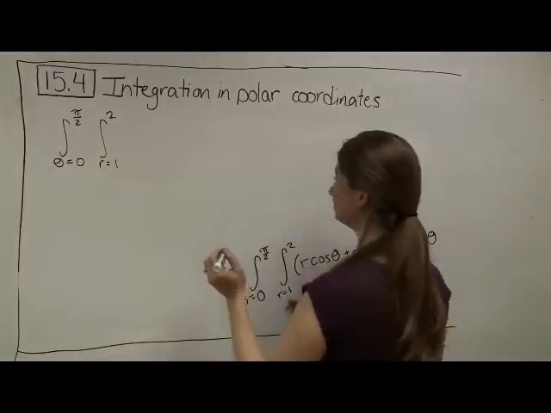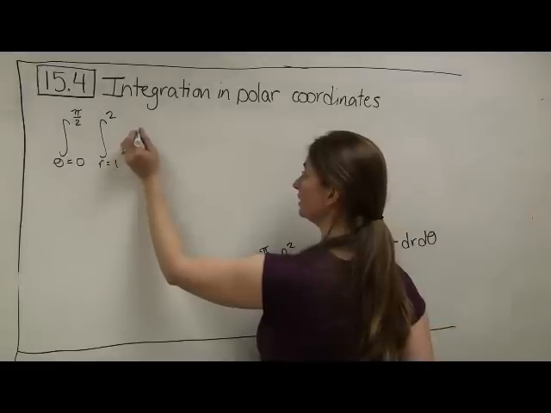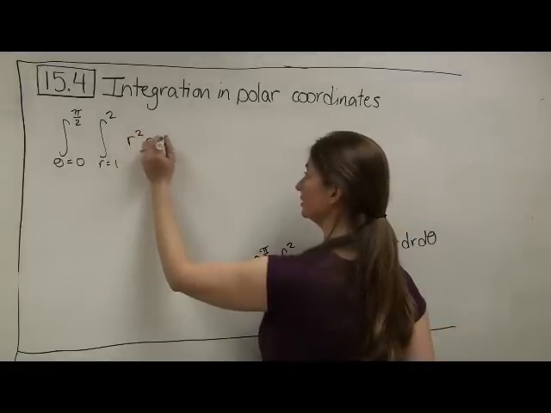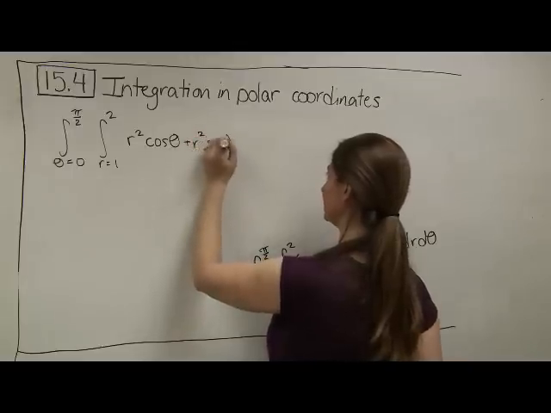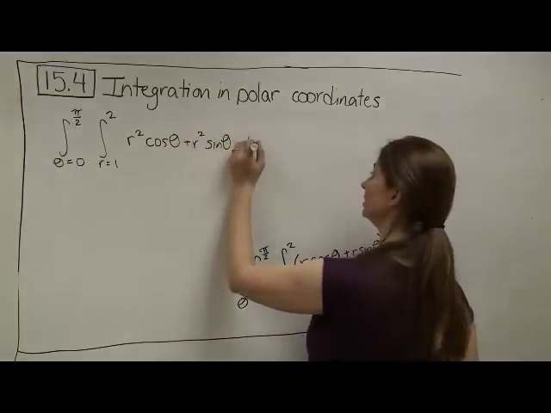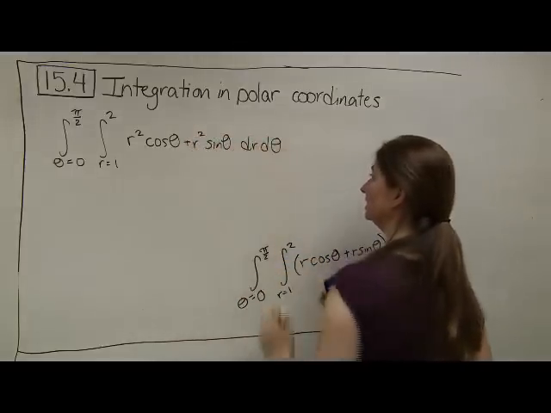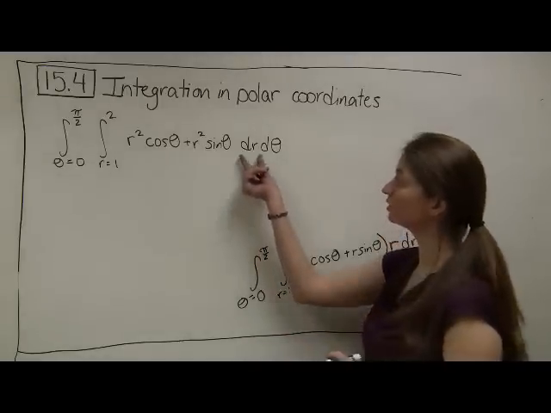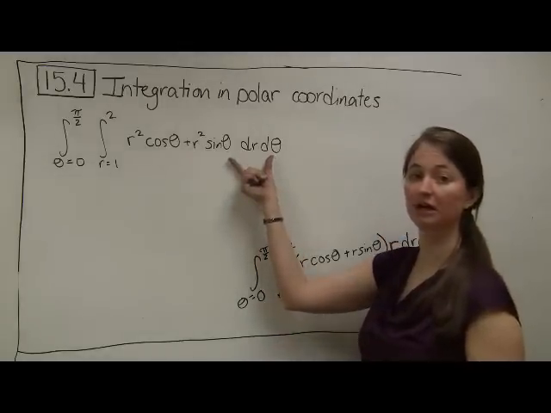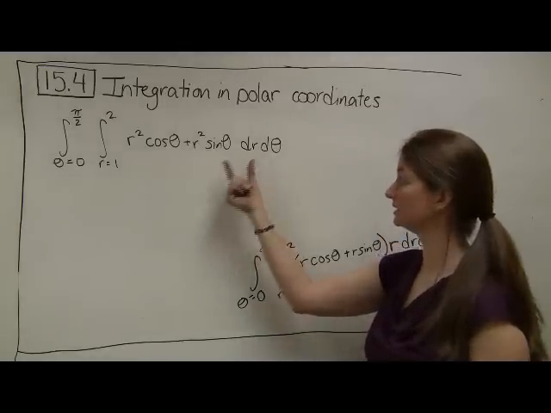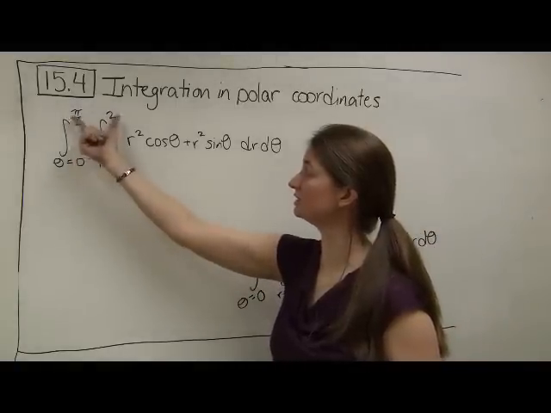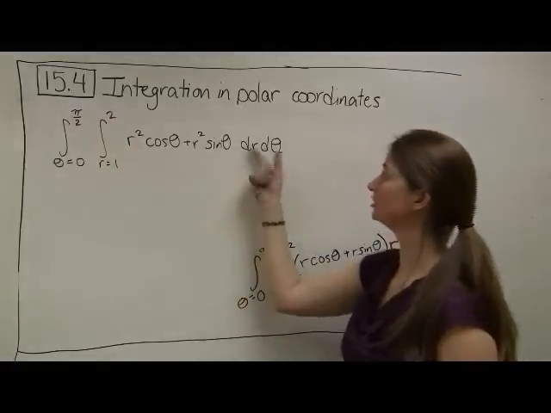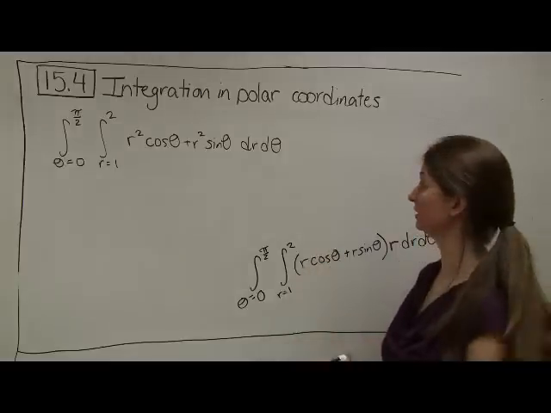this function. I'm going to multiply through my r's, and I get r squared cosine theta plus r squared sine theta dr d theta. Notice that the order of integration is actually arbitrary, just like Fubini's law tells us, because neither of the bounds are functions of the other variable. I could interchange this order of integration if I felt like it.